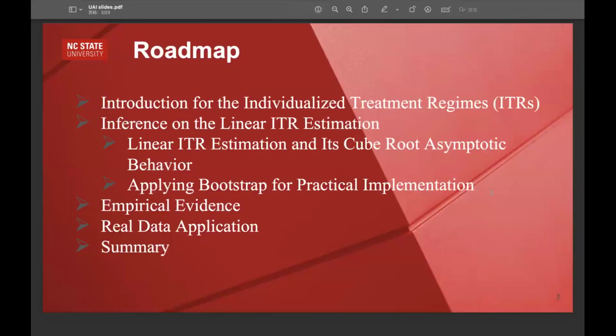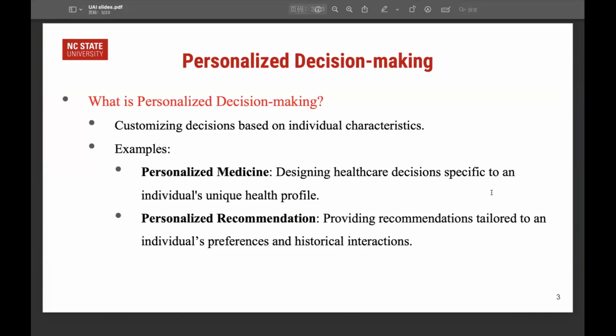To give you an overview of the project, I will proceed in the following order. First, I will introduce the concept of individualized treatment regimes, the ITRs. Then I will discuss the methods of inference for linear estimated ITRs, both from theoretical and practical perspectives. Following that, I will present one simulation and one real data application. Finally, I will conclude the presentation with a summary. So first, let's start from the background.